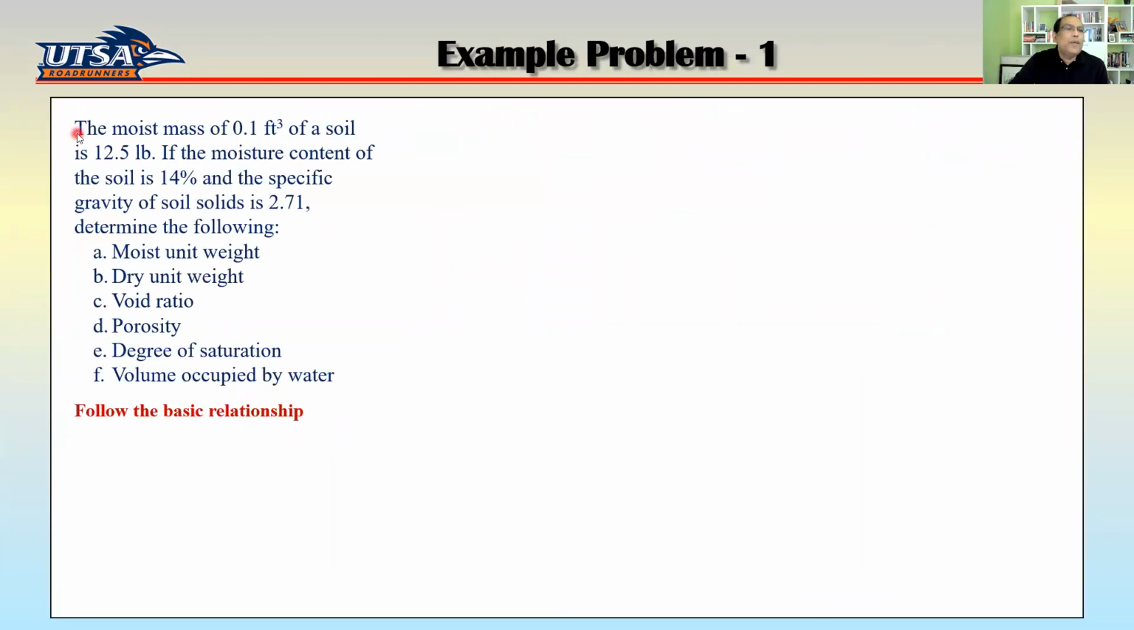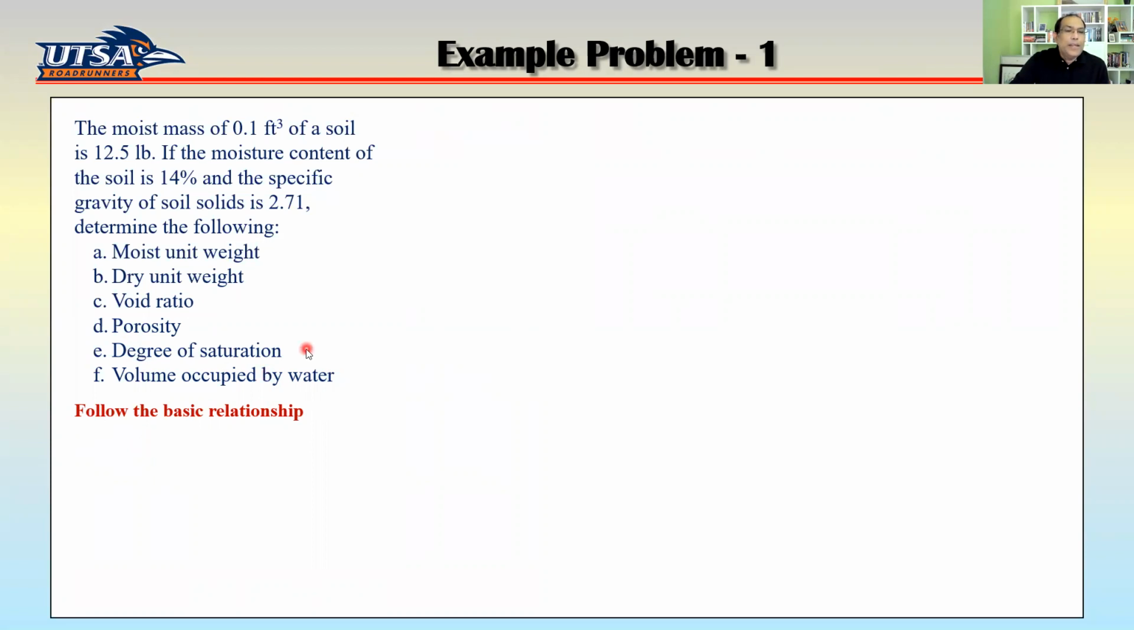So here is the question. A moist mass of 0.1 feet cube of soil is 12.5 pound. If the moisture content or water content of the soil is 14% and the specific gravity of the soil solids is 2.71, that's actually GS, then determine the following: moist unit weight, dry unit weight, void ratio, porosity, degree of saturation, and volume occupied by water. And I'm just trying to say that you follow the basic relationship to do this problem, okay?